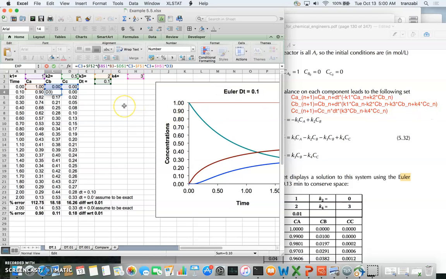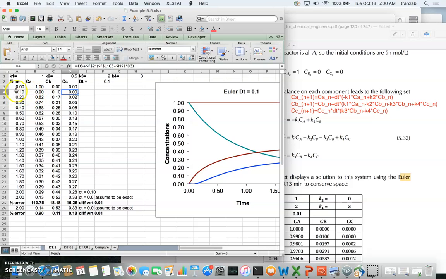So you can go ahead and implement CC. CC is going to be the previous value, the current one, this cell D3, plus dt times K3 times CB. So K3 is the purple cell times the brown, which is CB, and then minus K4, which is this green cell, times CC. This is it. So we have it. The rest is just drag down.